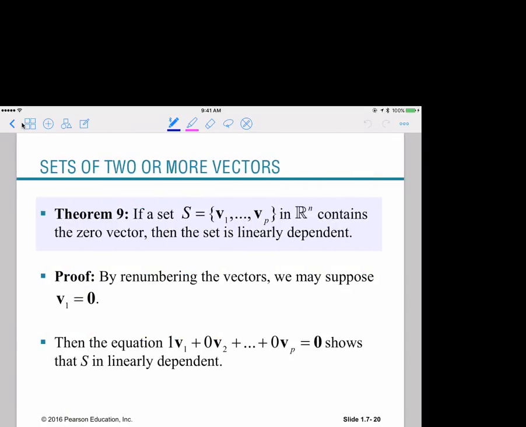Then this is the last theorem in this chapter. The last theorem is a quite simple one. If we are given p number of vectors, and we know one of these vectors is a completely zero vector, then this set is always linearly dependent. That is this theorem.